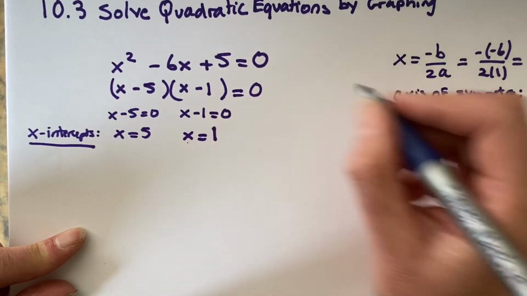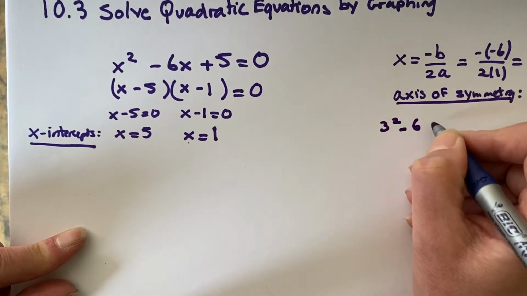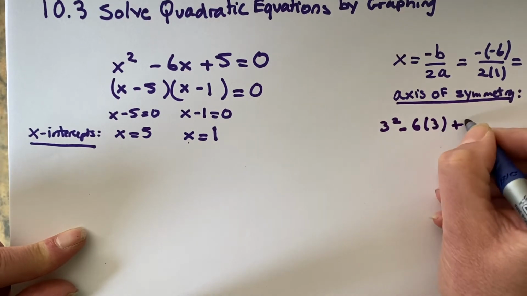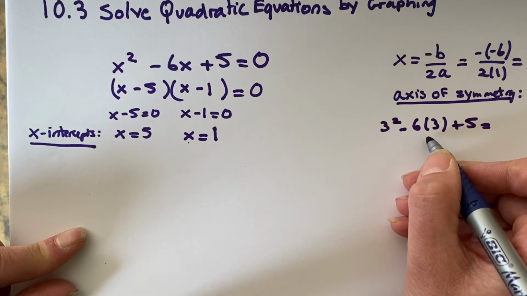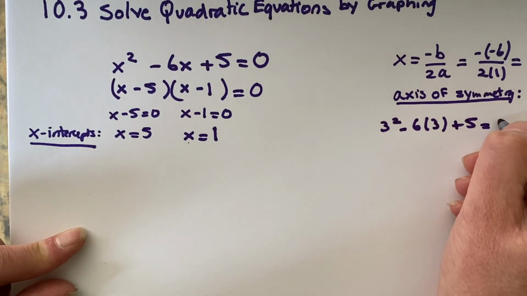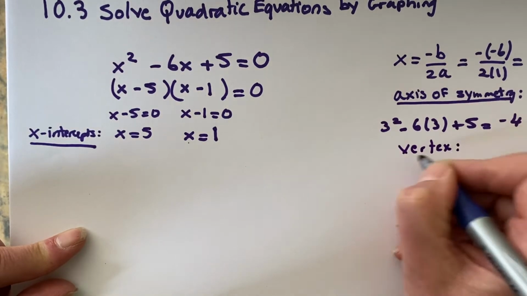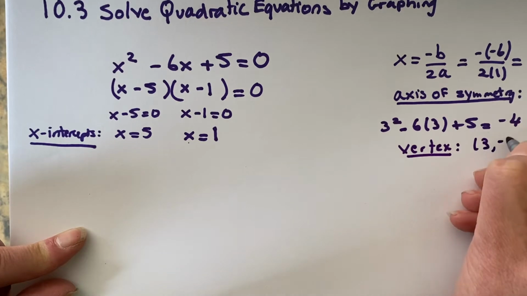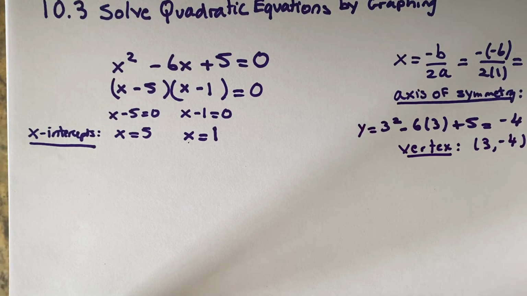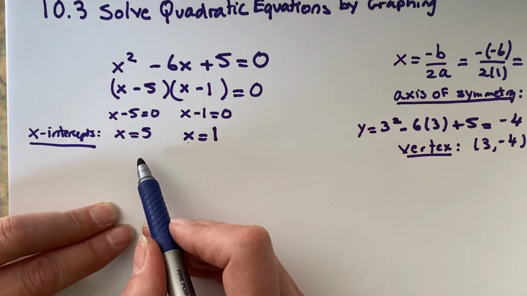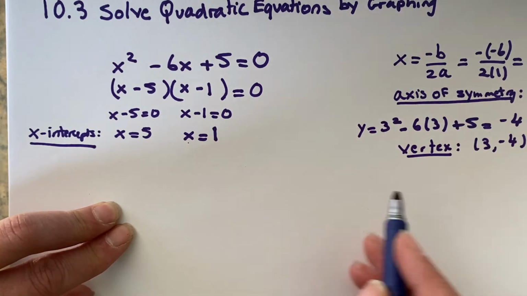And again, I used that to find the vertex. And my vertex, just by subbing back in, is 3 squared minus 6 times 3 plus 5, which is going to be 9 minus 18, which is negative 9, plus 5 is negative 4. So I have also found my vertex to be 3, negative 4, right? Because at its base, that's y. All right, so now I have 3 pieces. I have my x-intercepts, I have my axis of symmetry, I have my vertex.